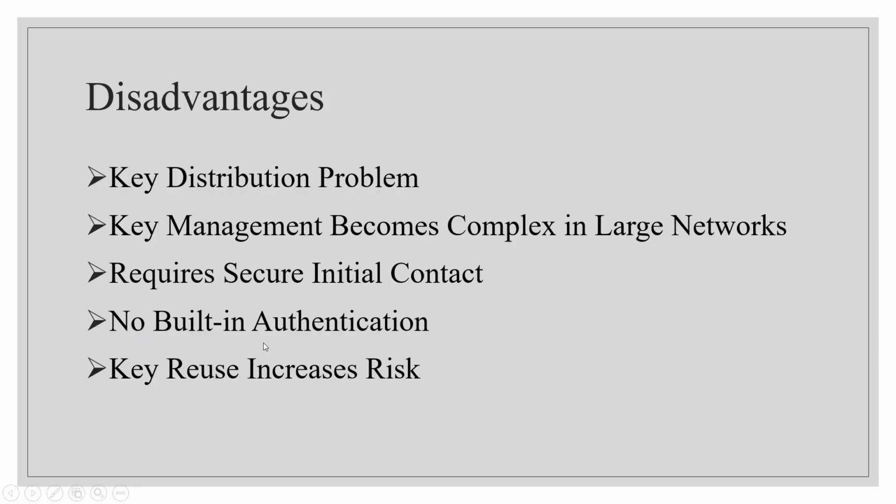Fourth is no built-in authentication. Symmetric encryption doesn't verify identities on its own. There is no way to confirm that a message came from the expected person unless additional methods like message authentication codes are used.